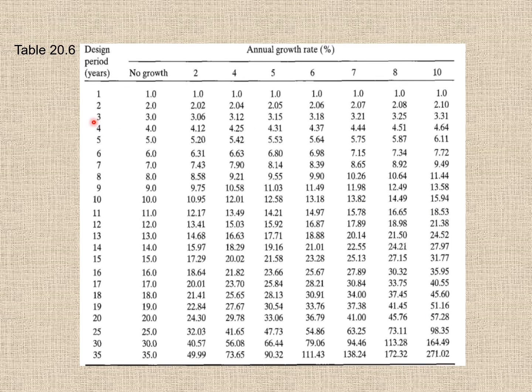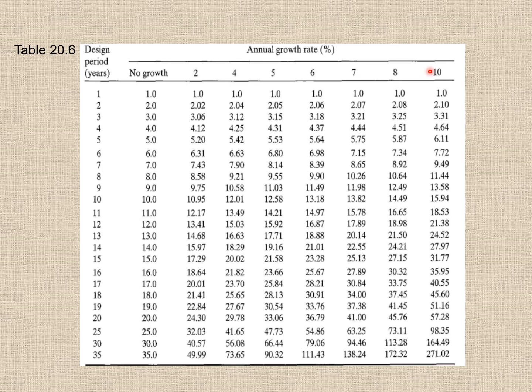Now look at the table 20.6. This is the complete table, and you can see here the design period from 1 year to 35 years has been considered. And this is the column when there is no growth. So in that case, you will have to use this column. Here 2% growth, 4%, 5%, 6%, 7%, 8%, and 10% respectively.